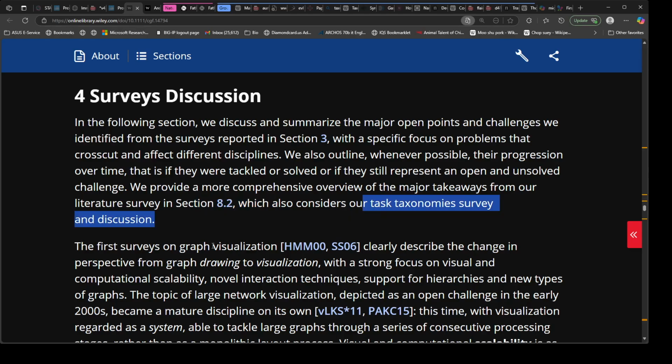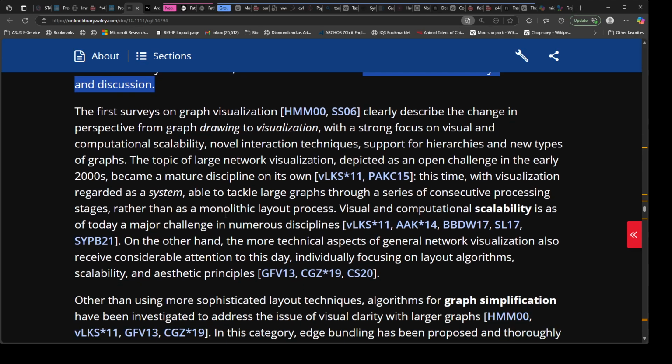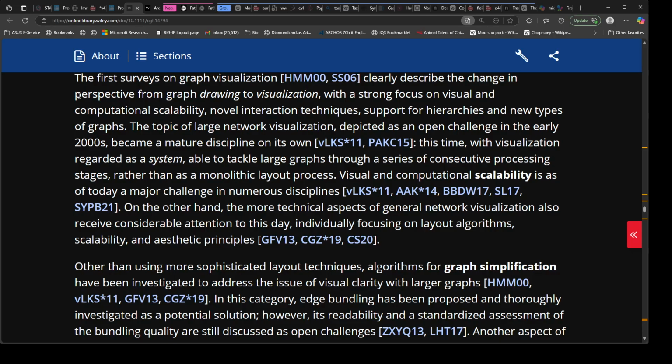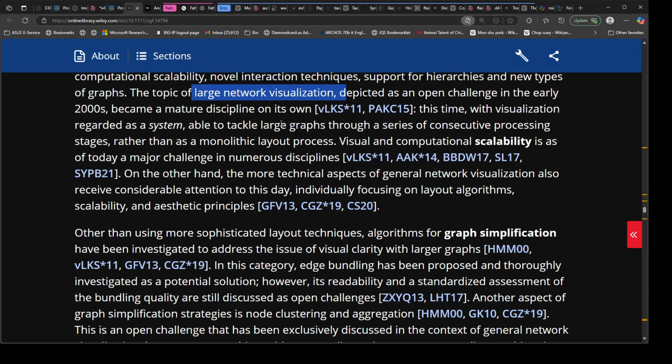The first surveys on graph visualization, HUM00, SS06, clearly describe the change in perspective from graph drawing to visualization, with a strong focus on visual and computational scalability, novel interaction techniques, support for hierarchies, and new types of graphs. The topic of large network visualization, depicted as an open challenge in the early 2000s, became a mature discipline on its own, VLKS 11, PAC 15, this time, with visualization regarded as a system, able to tackle large graphs through a series of consecutive processing stages, rather than as a monolithic layout process. Visual and computational scalability is as of today a major challenge in numerous disciplines. VLKS 11, OC 14, BBDW 17, SL 17, SIPI 21.